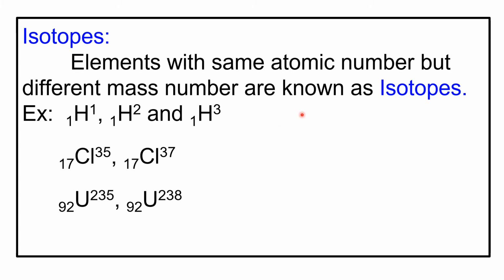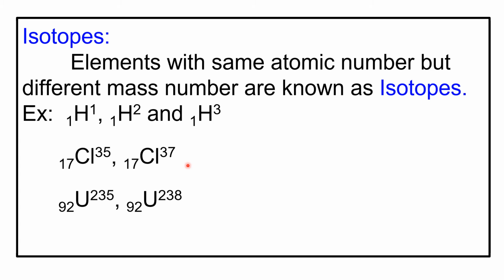I repeat, what are isotopes? Isotopes are the elements with the same atomic number but different mass numbers. They are known as isotopes. Examples of them are H11, H12 and H13, which you have seen in the previous slide.